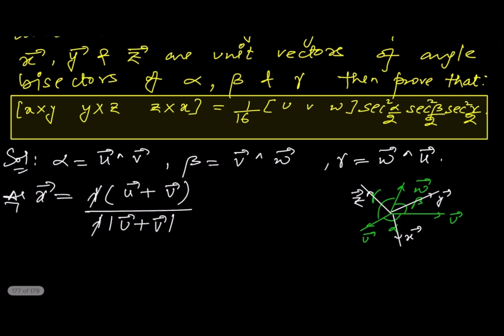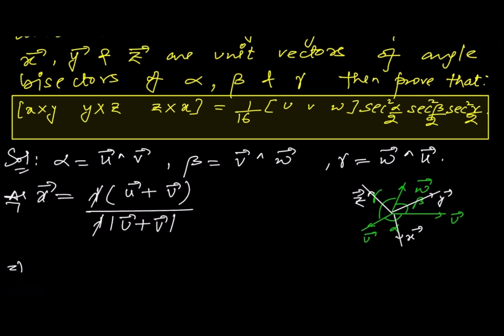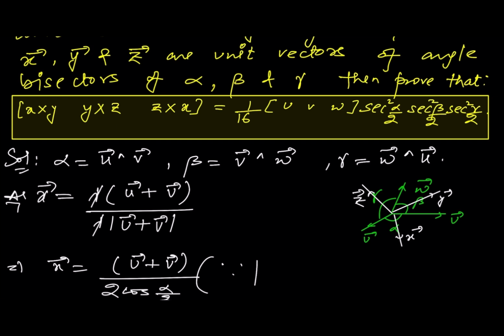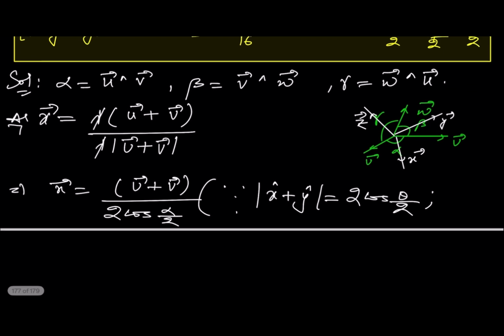And also we know very well u and v are unit vectors. So x vector can be written as u plus v upon 2 cos alpha by 2. Reason is mod of x cap plus y cap is 2 cos theta by 2, where theta is the angle between x cap and y cap, right?